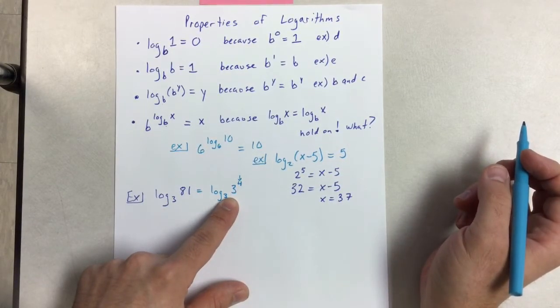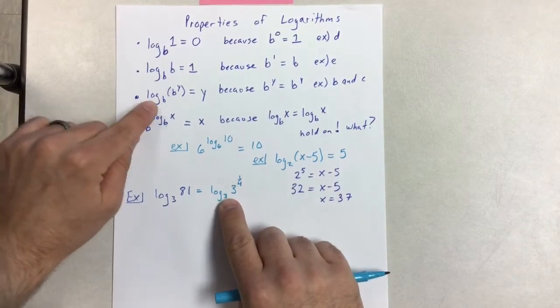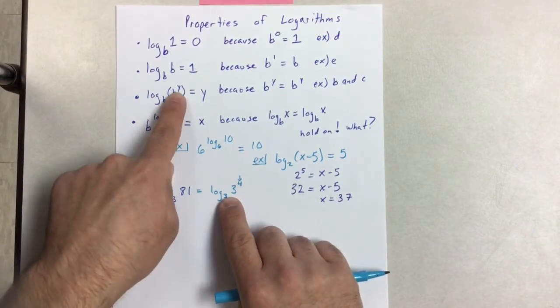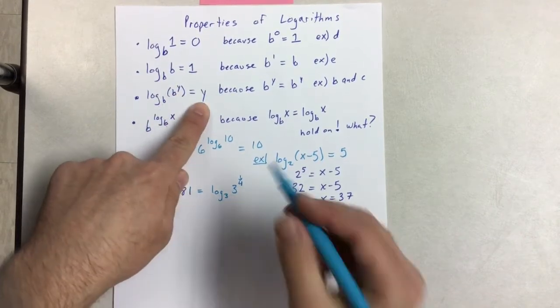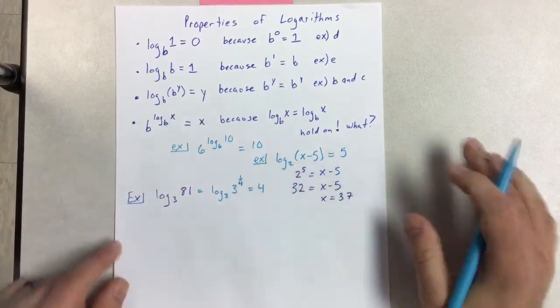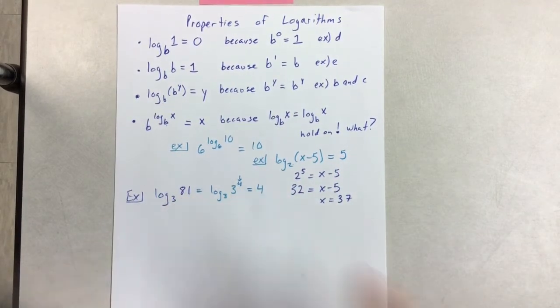So, looking back at our third property, log base b of b raised to a power, we're seeing that it will equal the exponent. And yeah, 3 raised to the power of 4 equals 81. And there we go. Let's try another.